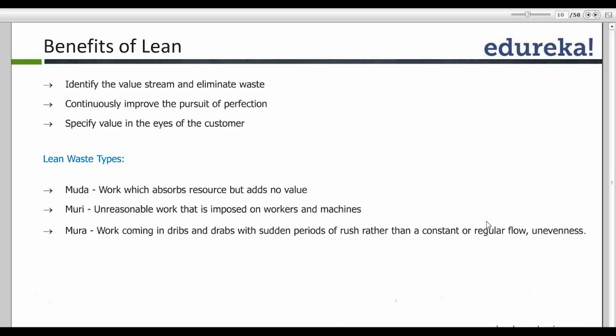So it's something like this: on one day I am occupied for 10 hours at a stretch, but on the next day I'm occupied only for 2 hours. So there are sudden peaks and sudden troughs. These are the waste types I have in lean: the Japanese terms muda, muri, and mura. So that is the lean waste types.